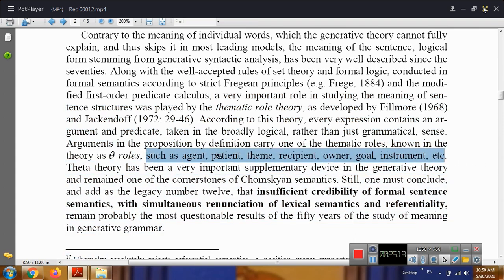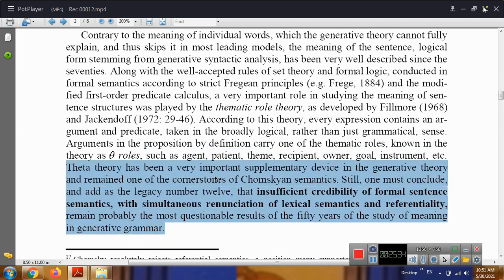Agent, patient, theme, recipient, owner, goal, instrument. Theta theory has been a very important supplementary device in the generative theory and remained one of the cornerstones of Chomskyan semantics. Theta roles were the cornerstone of Chomskyan semantics.